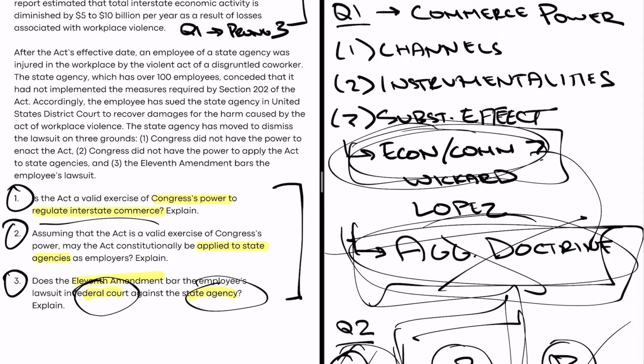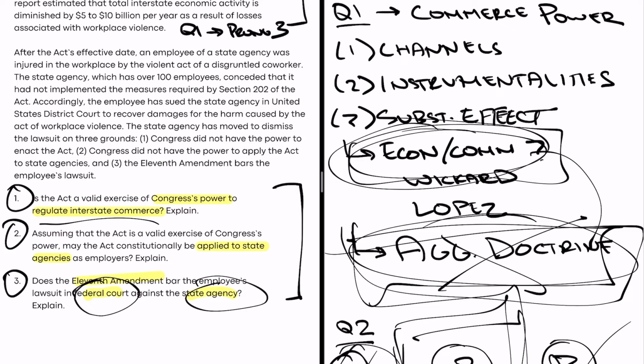After the Act's effective date, an employee of a state agency was injured in the workplace by the violent act of a disgruntled coworker. The state agency, which has over 100 employees, conceded that it had not implemented the measures required by Section 202 of the Act. Accordingly, the employee has sued the state agency in United States District Court to recover damages for the harm caused by the act of workplace violence.